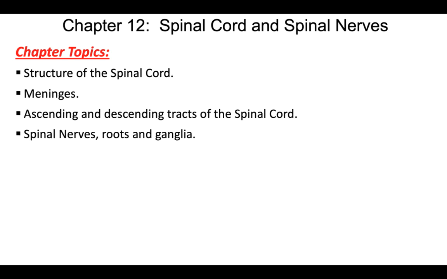Then we look at the spinal nerves. We look at what's known as roots. That's what attaches the spinal nerves to the spinal cord. We'll also look at a very special ganglia. If you remember, a ganglia is where you have a lot of cell bodies in the peripheral nervous system. And then the last topic are reflexes.